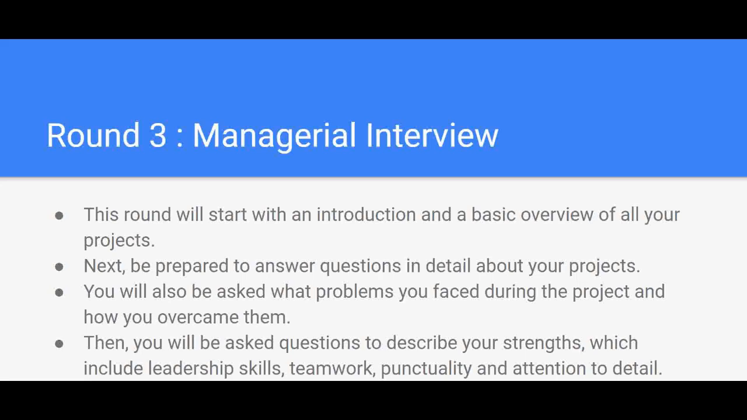Now moving on to the third round. If you are shortlisted in the second round, you will move on to the managerial interview round. In this round, you will start with an introduction, and then you will give a basic overview of all your projects, and then be prepared to explain your projects in detail as well. You will then be asked to describe the problems you faced during the project and how and what steps did you take to overcome them. In this interview, they are testing you for leadership skills, teamwork, punctuality and attention to detail, as well as other strengths.